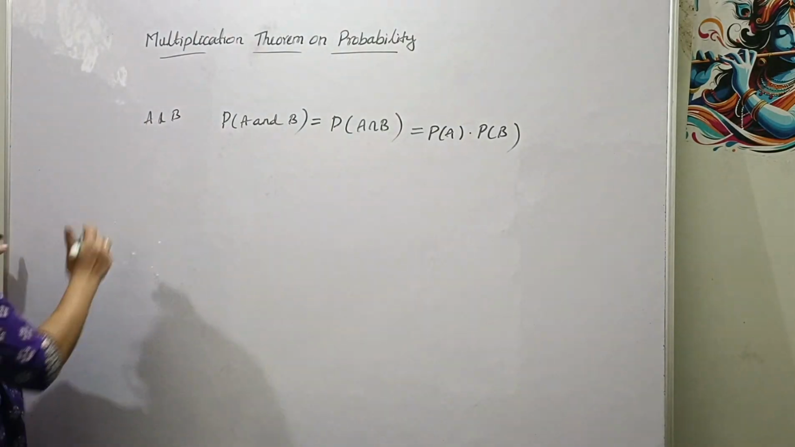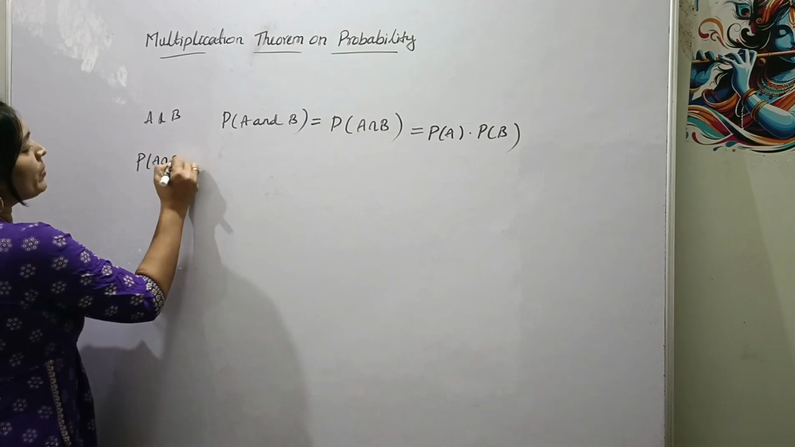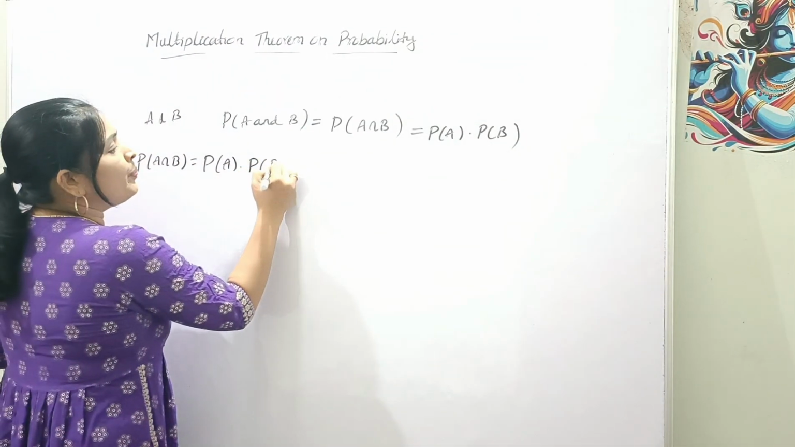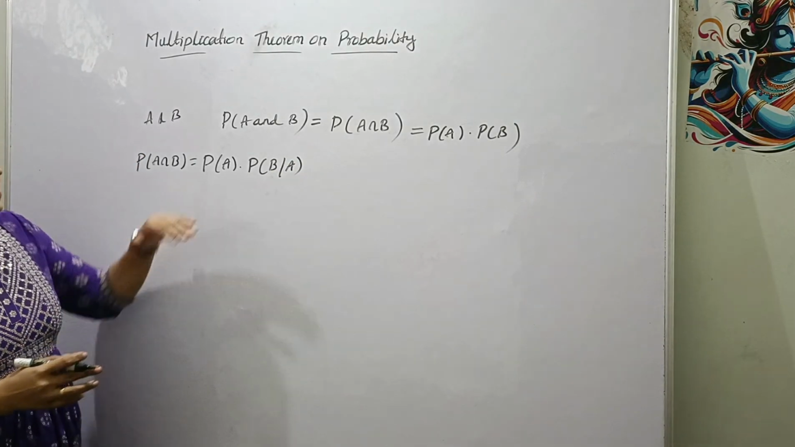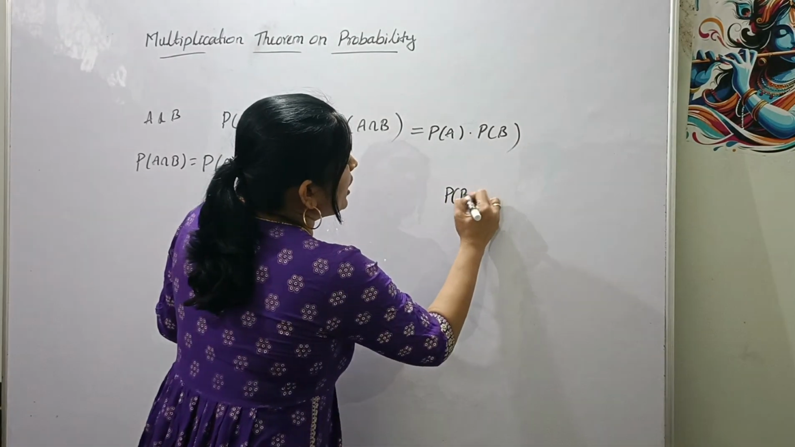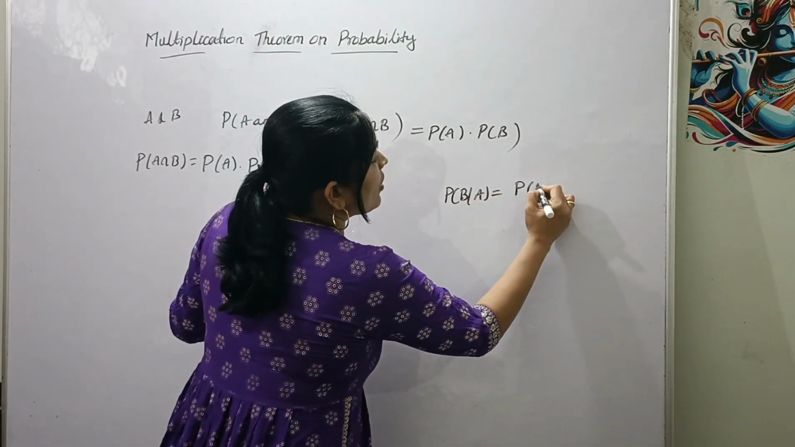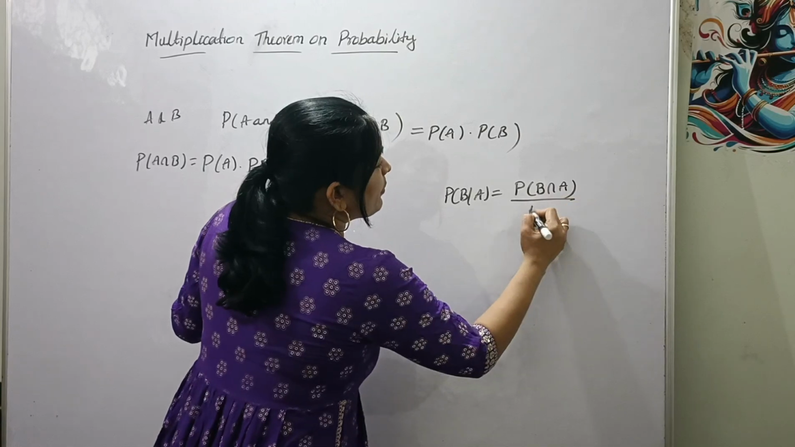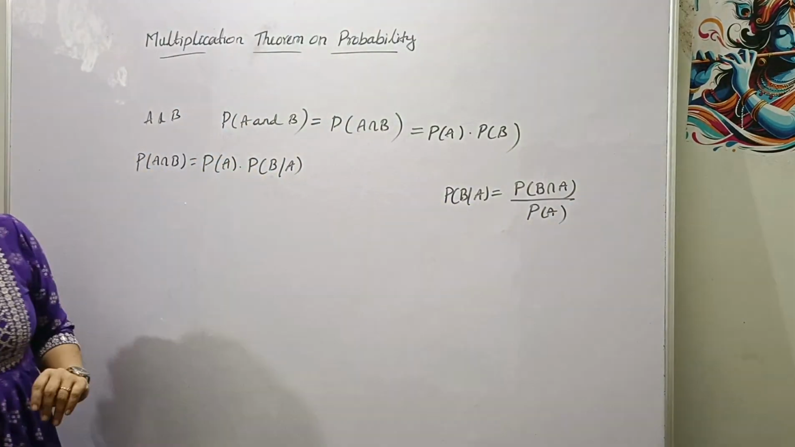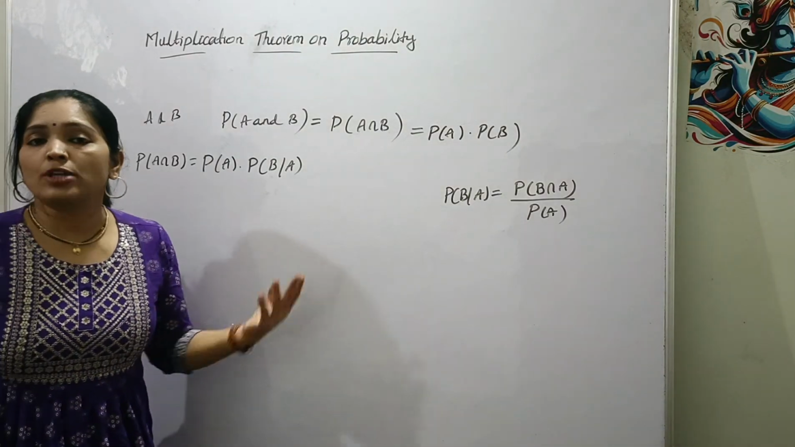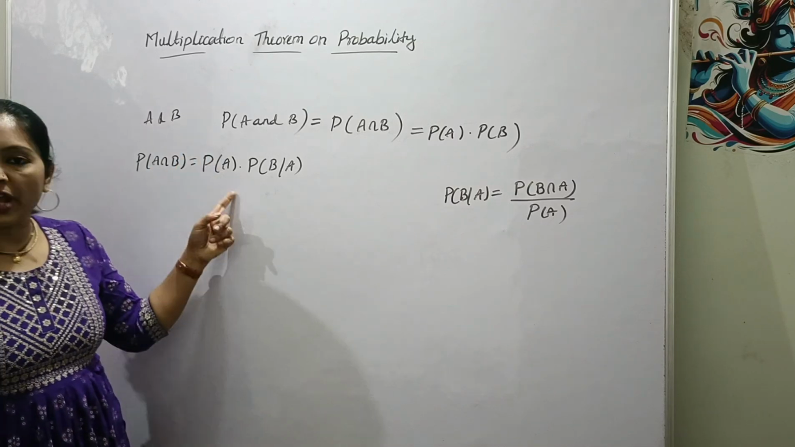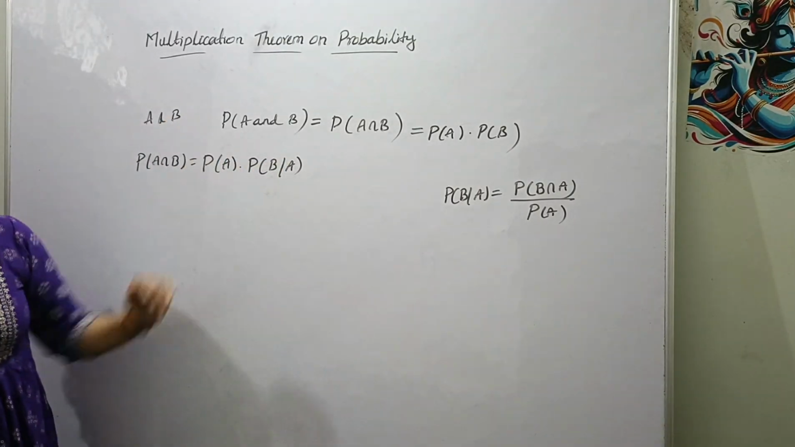Then for dependent events, probability of A intersection B is equal to probability of A into probability of B given A. See, this we get from our conditional probability formula, that is probability of B given A is equal to probability of B intersection A divided by probability of A, right? So take this one here, you will get the same. So if two events A and B are dependent events, then probability of A intersection B is equal to probability of A into probability of B given A.